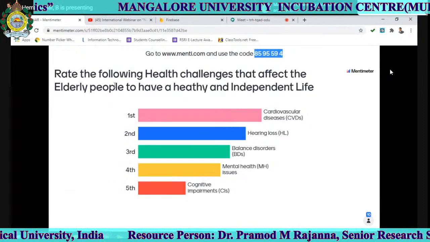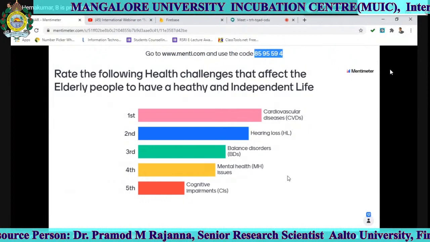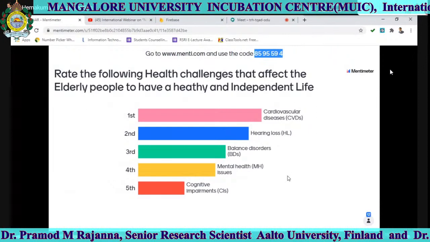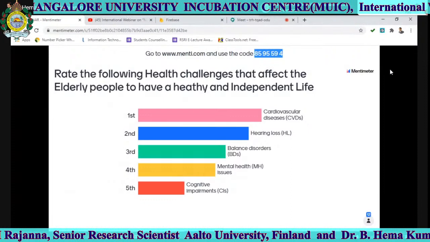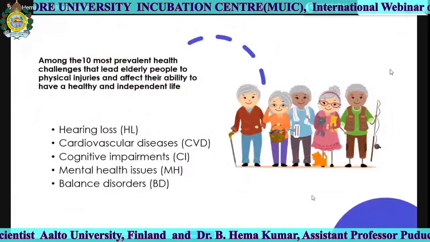As per the rating now of 12 members, the peak is cardiovascular diseases. Second is hearing loss. Third is balance disorders. Fourth is mental health issues and cognitive impairments. We'll come back to this. I'm just going to show the statistics from LPage International. This is the order in which they have given.